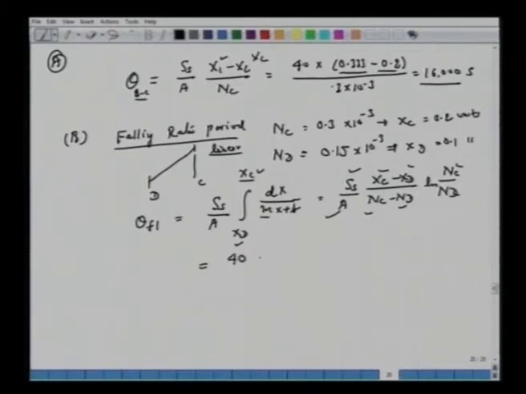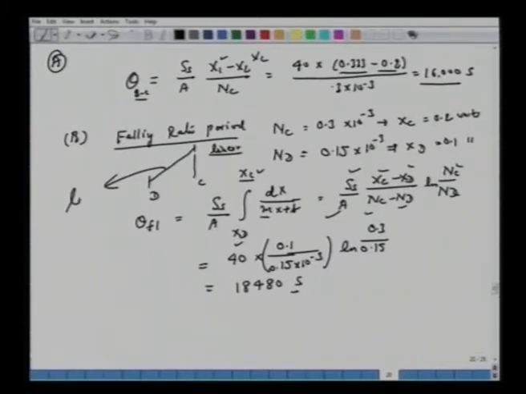Ss by A is 40, Xc minus Xd is 0.2 minus 0.1, 0.1, Nc minus Nd is 0.15 × 10^-3, ln of 0.3 divided by 0.15. Put all of these numbers to obtain approximately 18,480 seconds. Alright, so now we are done with this C to D where the rate is falling linearly. Here the rate was constant.